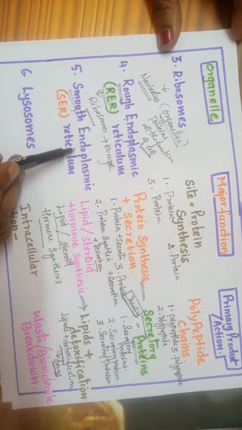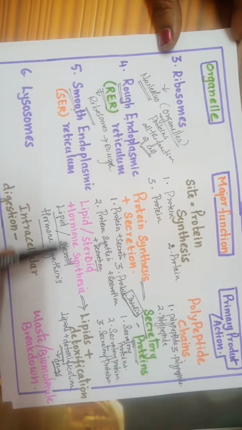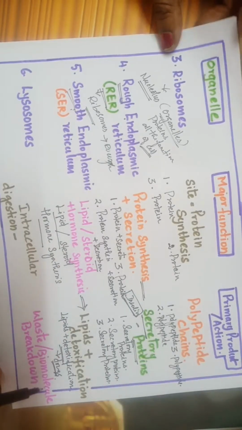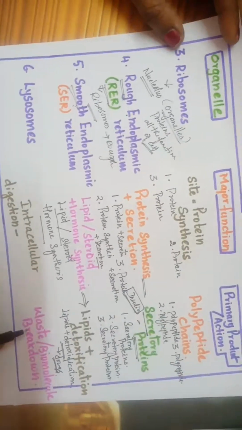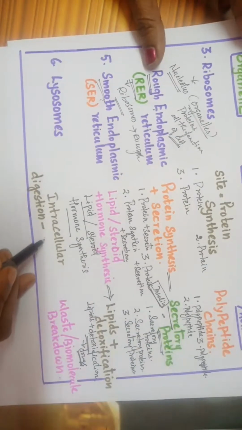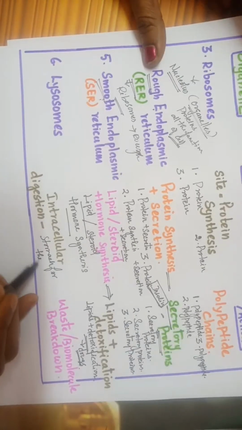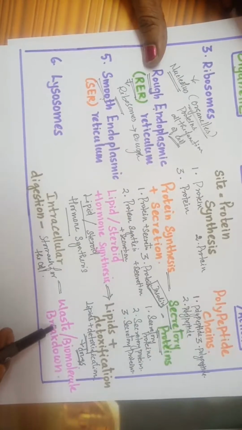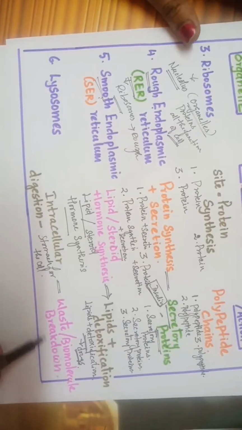What is the function of smooth endoplasmic reticulum? It is to produce lipid or steroid hormone, that is lipid or steroid synthesis, plus detoxification. The final organelle is the lysosome. It helps in intracellular digestion. That is, it acts as a stomach for the cell. What is the action it does? It digests the waste and biomolecules, that is biomolecule breakdown.